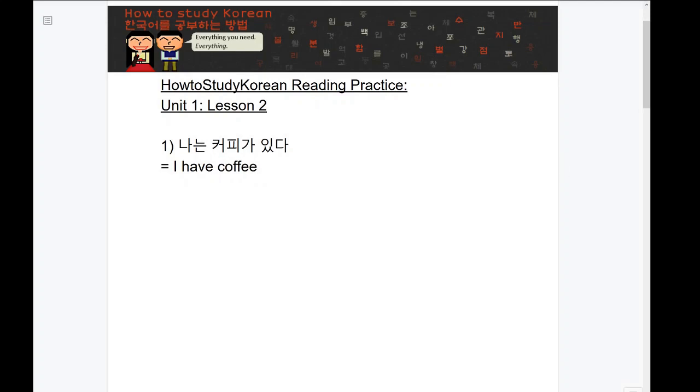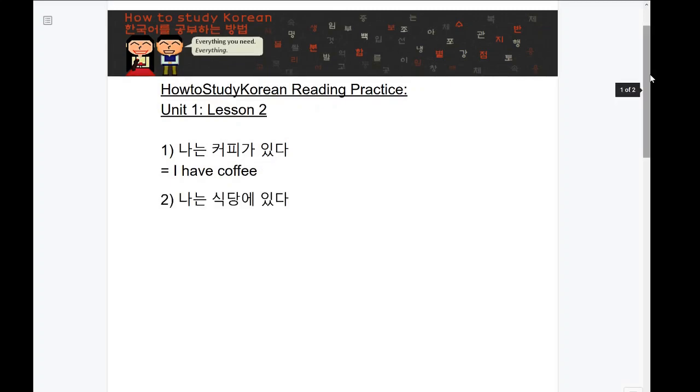The next sentence I would like you to try is this sentence here. I'll give you 10 seconds to figure out how to pronounce this, and then I'll give you 10 more seconds to try to figure out what it means. This sentence says, 나는 식당에 있다. I'll give you 10 more seconds to try to figure out its meaning.